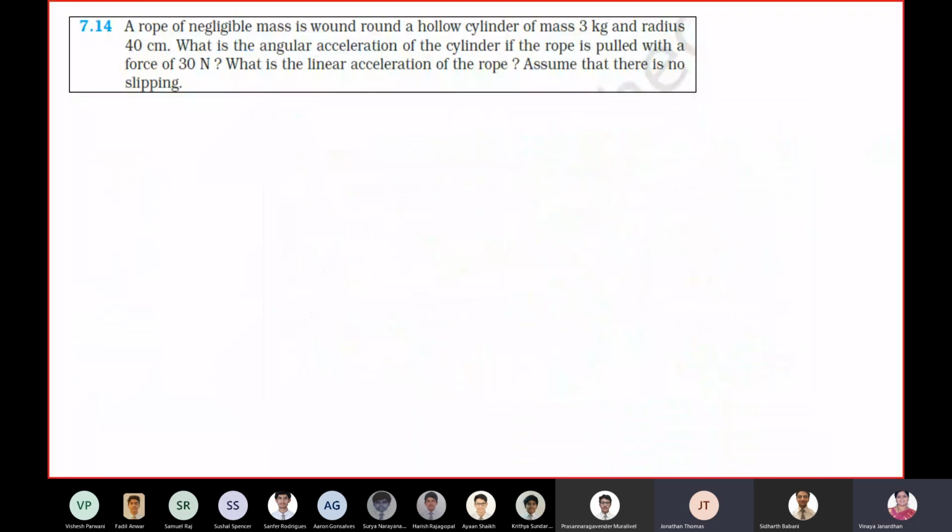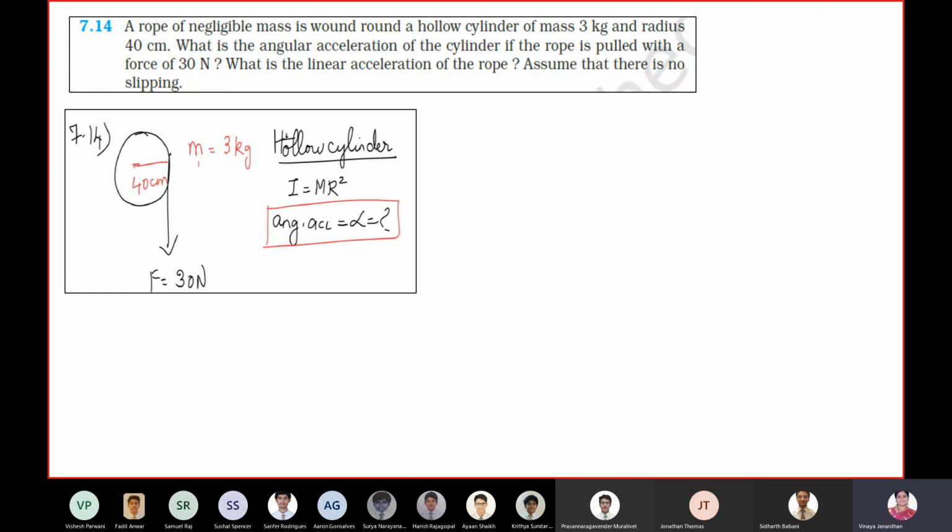A rope of negligible mass is wound around a hollow cylinder. Just check, boys, what will be the moment of inertia for the hollow cylinder? Can you imagine this is a hollow cylinder? I'm looking at the cross section of the hollow cylinder. So you have a cylinder, which means this will go like this. That is what it means.